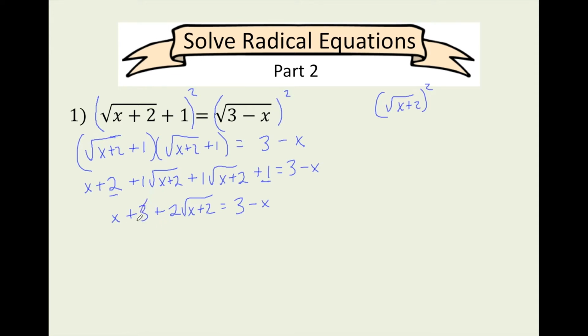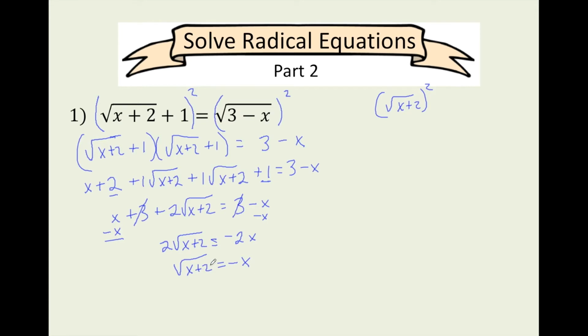We want to move the terms to opposite sides. Subtract 3 from both sides, so the 3's actually cancel out. Subtract x from both sides, so this becomes 2 times the square root of x plus 2 equals negative 2x. Divide both sides by 2, so this is square root of x plus 2 equals negative x.